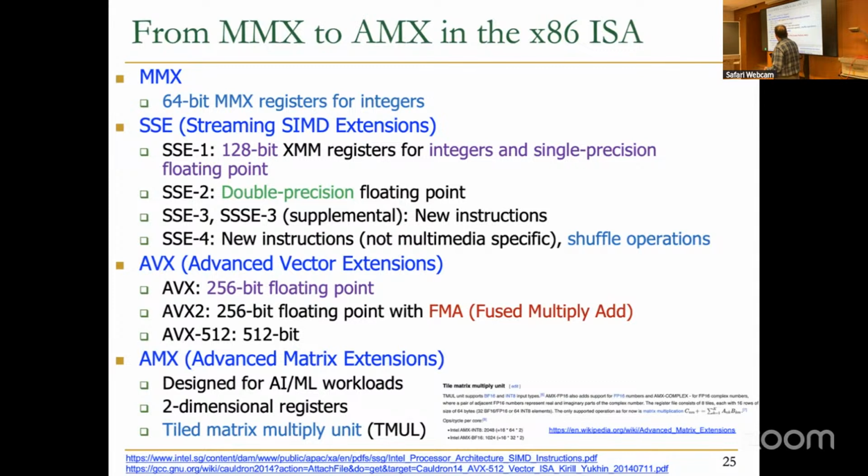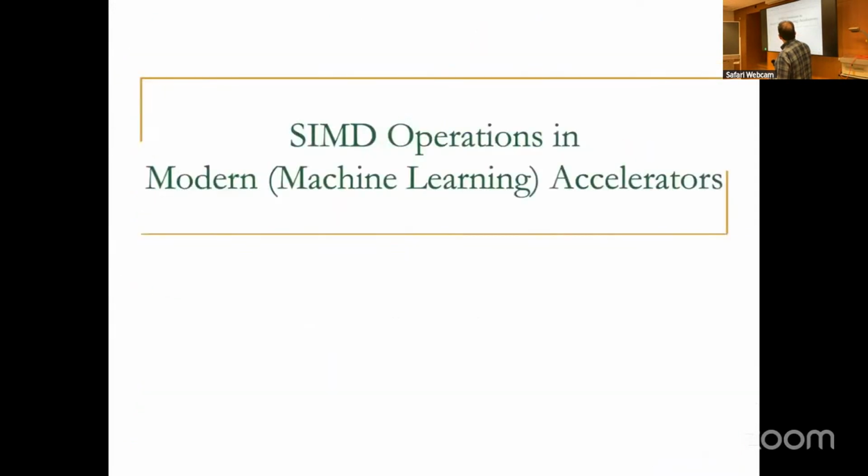After that, they also provided AMX, Advanced Matrix Extensions, because they wanted to provide a matrix multiplier unit, a tiled matrix multiplier unit. You can check it out if you're interested, but I just wanted to give you an overview. Basically, SIMD operations are also used a lot in modern machine learning accelerators. I'm not going to go into detail on that.